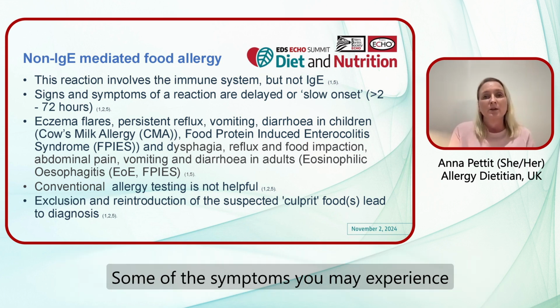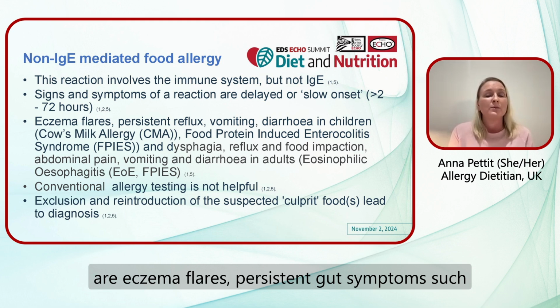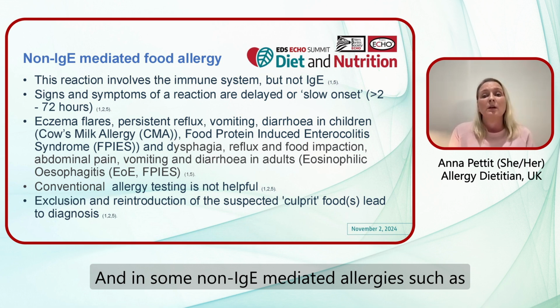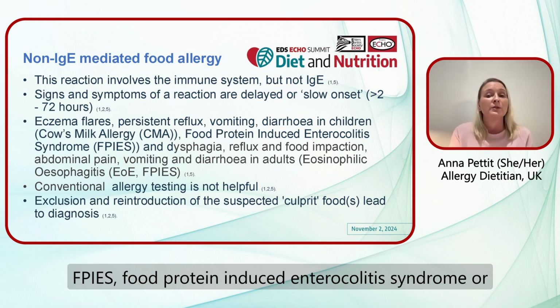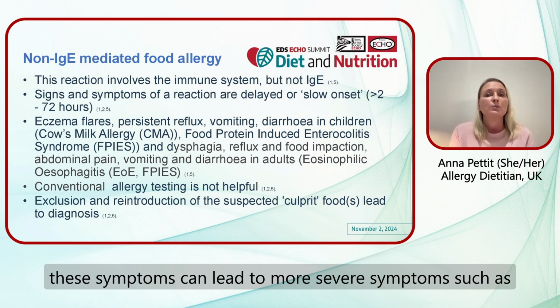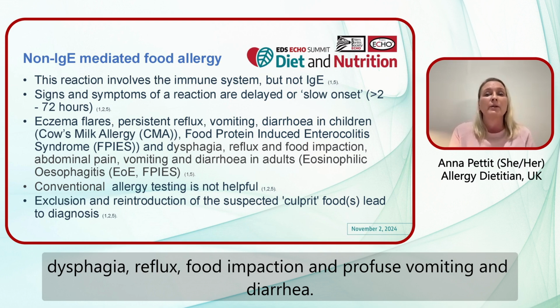Some of the symptoms you may experience are eczema flares, persistent gut symptoms such as reflux, and these can be mild. In some non-IgE mediated allergies such as FPIES, food protein-induced enterocolitis syndrome, or eosinophilic esophagitis, EOE, these symptoms can lead to more severe symptoms such as dysphagia, reflux, food impaction, and profuse vomiting and diarrhea.